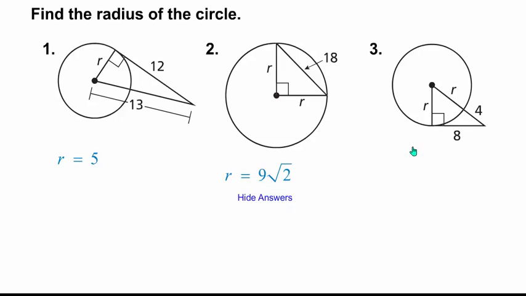The third one is a very tricky one to set up, and we'll actually do more of these later, but we have to recognize that the hypotenuse is r plus 4, and sometimes you might do a little guessing and checking with this one. The radius in this particular one happens to be 6, and 6, 8, and 10 is a Pythagorean triple. But we will do more of these problems later on.